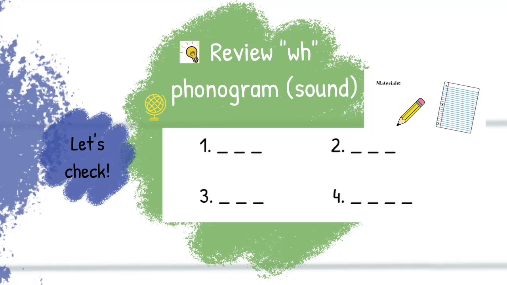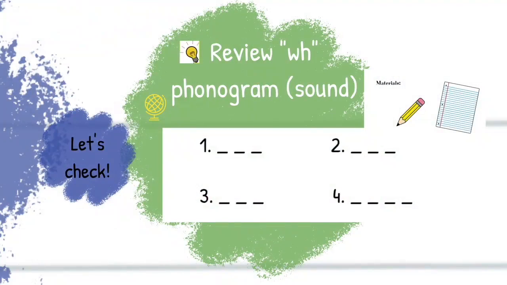Number 3, when. Can you repeat when? When will I see you? When. Think of those sounds as you write by saying them out loud. Number 4, whisk. Whisk. You mix something up. It's a tool that you might use in the kitchen. Whisk.